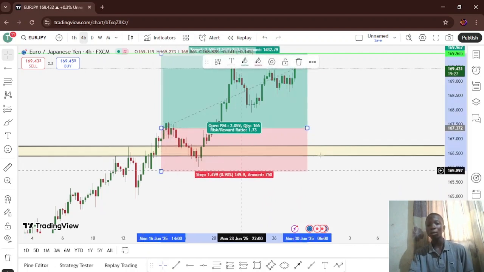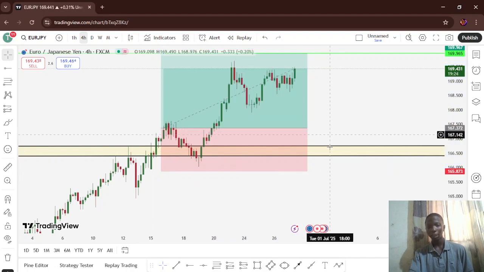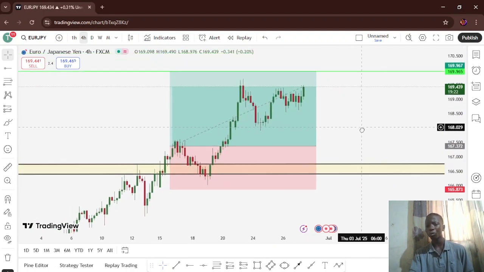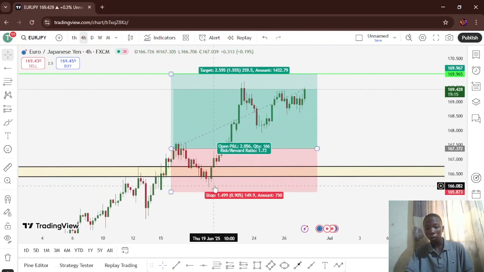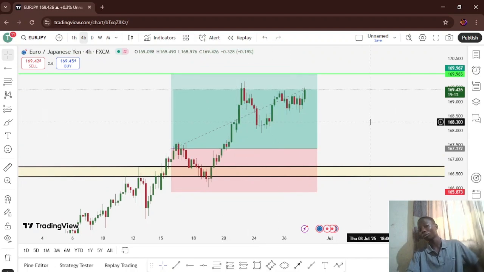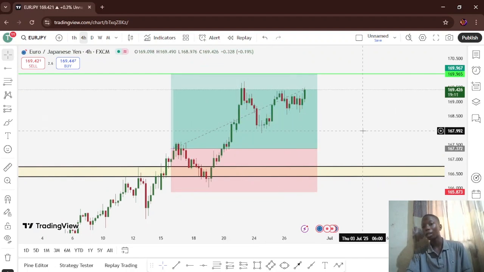have wicks that are always so long. That's why I use the 150 pip stop. Even if the wick wants to touch, it cannot touch. And you can see it almost touched and started storming on into my zone, into my region. I think you guys can see that.